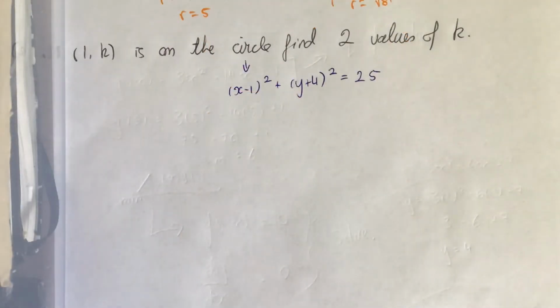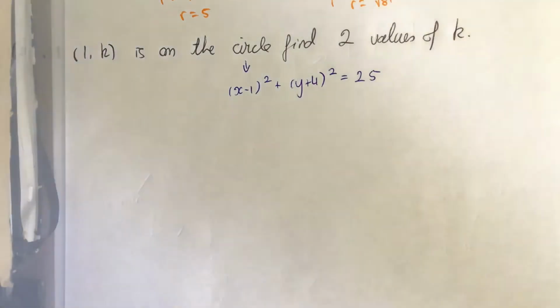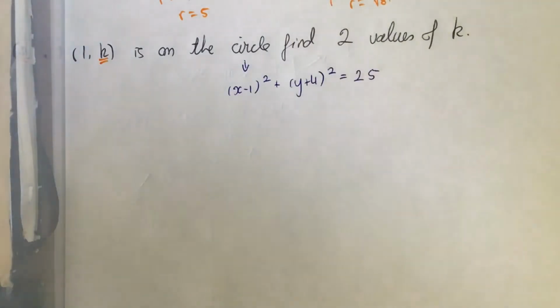So this question is a difficult circle question, and it came up on the Leaving Cert, and what it does is it crosses over algebra with circle questions that we should know. So it says 1 comma k is on the circle, find 2 values of k. Now the difficult part about this question, again, was that we don't know this value.